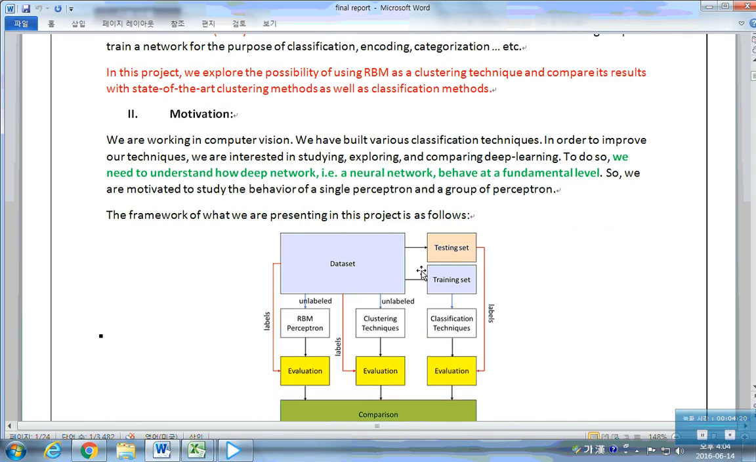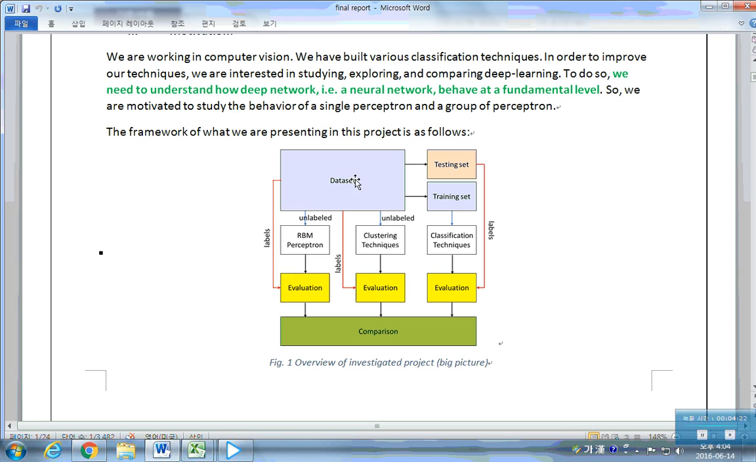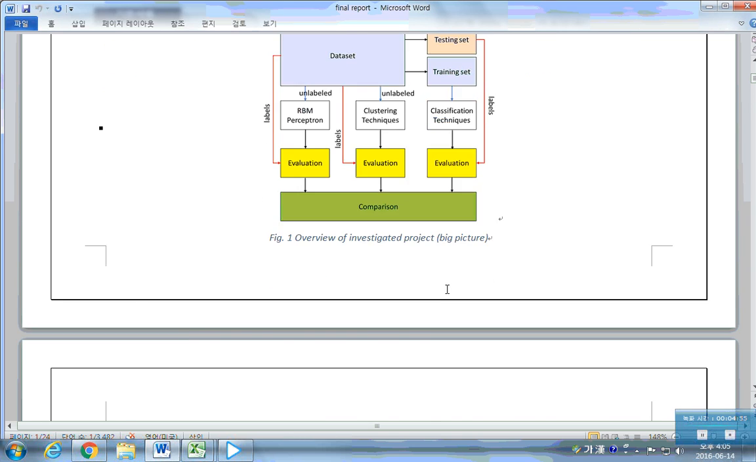So in this project, we will introduce an approach using RBM perceptron layers and try to train it on a data set and see if it can produce a good clustering behavior or not. And we will compare this clustering behavior with respect to state-of-the-art clustering techniques as well as classification techniques. The evaluation method in clustering techniques is going to be self-validation, and in classification techniques it will be cross-validation. And we will use the evaluation criterion as the success rate. And we will show the result in this paper, in this project.